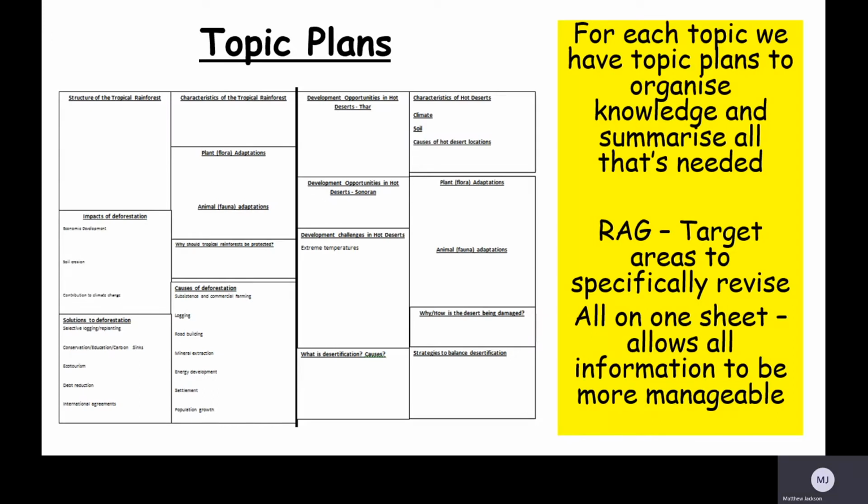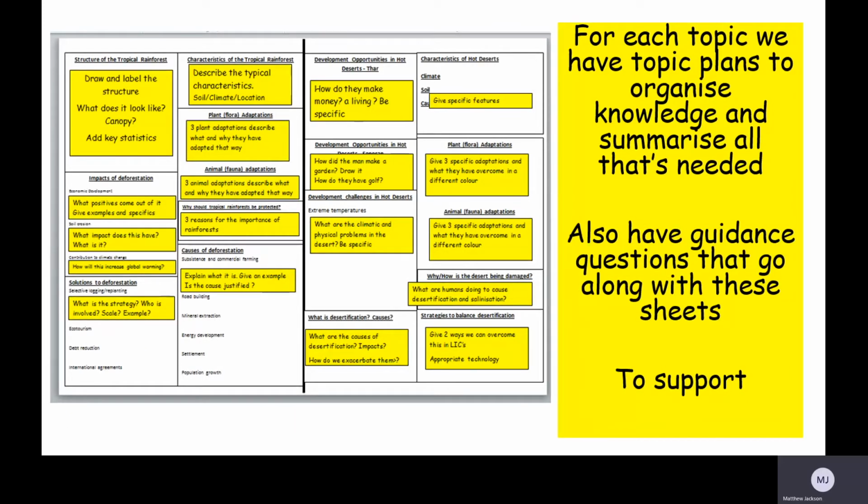For revision, we've got 2 key things that we can use. We've got topic plans. For each topic that we study, we've got knowledge organisers that consolidate all the knowledge into one A3 sheet of paper, usually front and back. We will red, amber, green this so that we know what target areas students have for revision. I'll show you an example in a second, and then we'll also give them instructions on what to do for it.